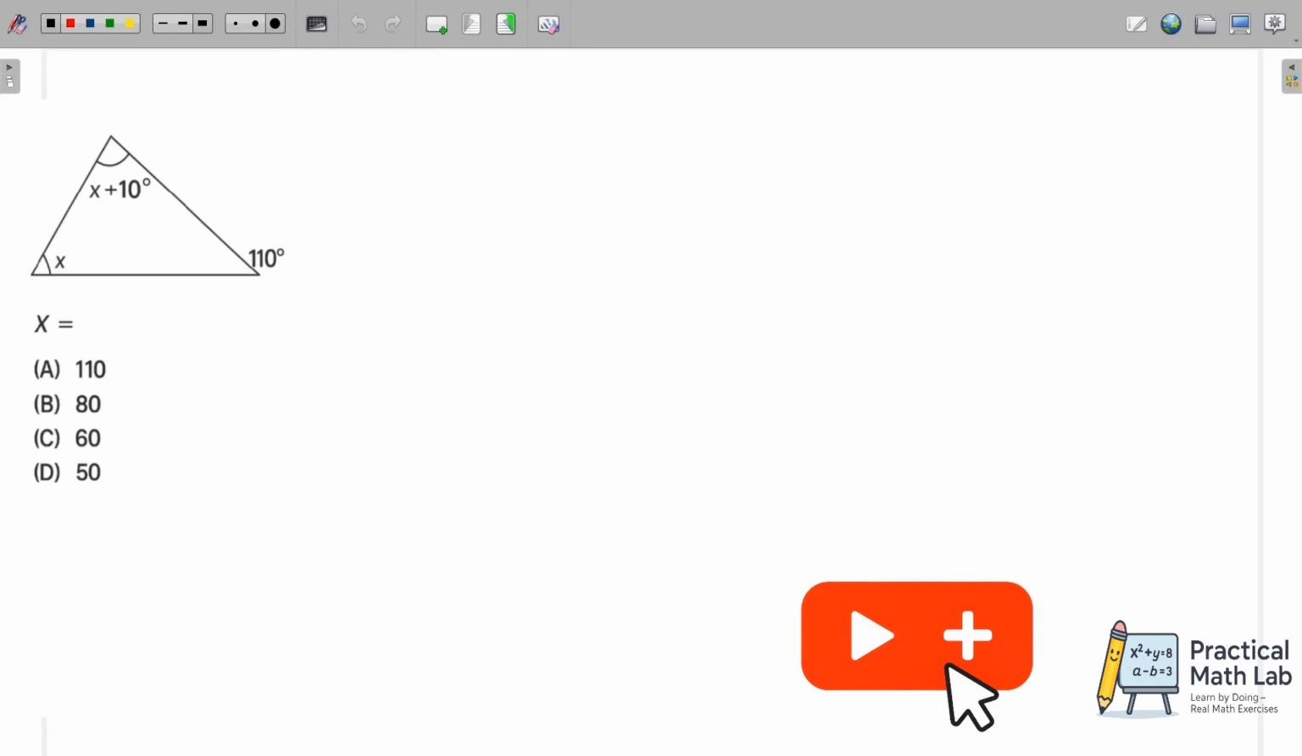I'm going to solve this problem in two different ways, so stick around until the end and let me know in the comments which one you think is easier. Let's go. Let's find the value of x inside this triangle.